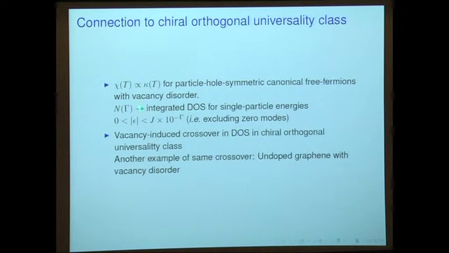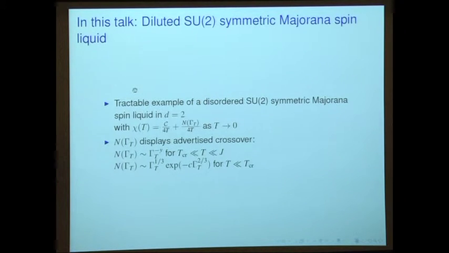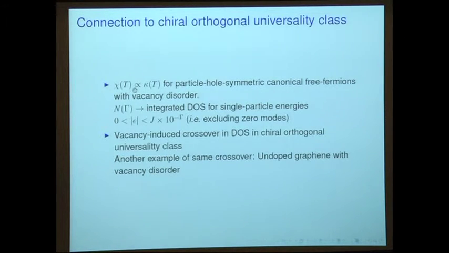And the energy of the fermion single particle state is J times 10 to the minus gamma, where gamma is the logarithmic temperature. So that's the connection between free fermions and the problem I'm going to talk about, and I'll make this explicit. And then this crossover I'm talking about in this function is effectively arising from a crossover in the density of states of the bipartite hopping problem in the presence of a density of vacancies. So, the diluted bipartite hopping problem.